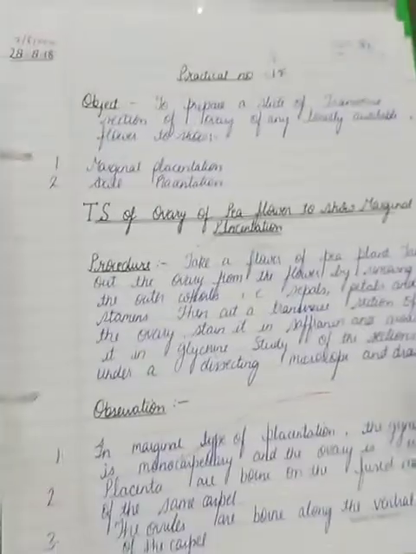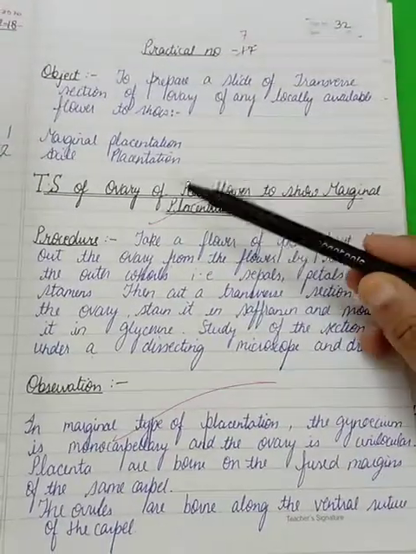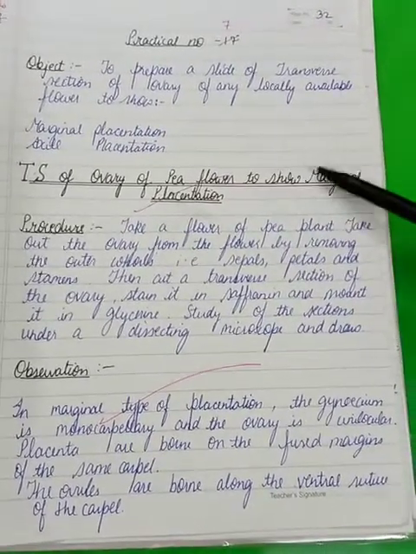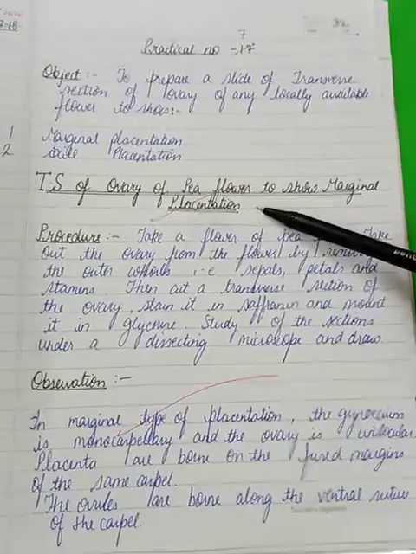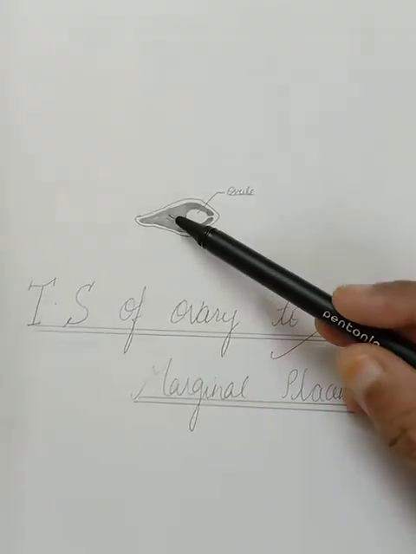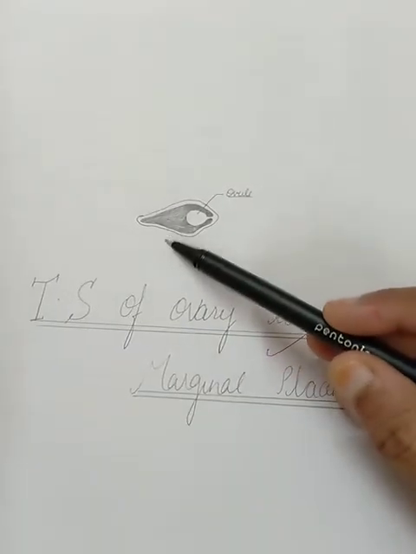So let us start today's practical. Object, I have already told you, children. After leaving one line, you'll write another heading: TS of ovary of pea flower to show marginal placentation. That is, this diagram in a transverse section would be there. Alright, a single ovary in TS and the single unilocular ovary, that is compartment 1.